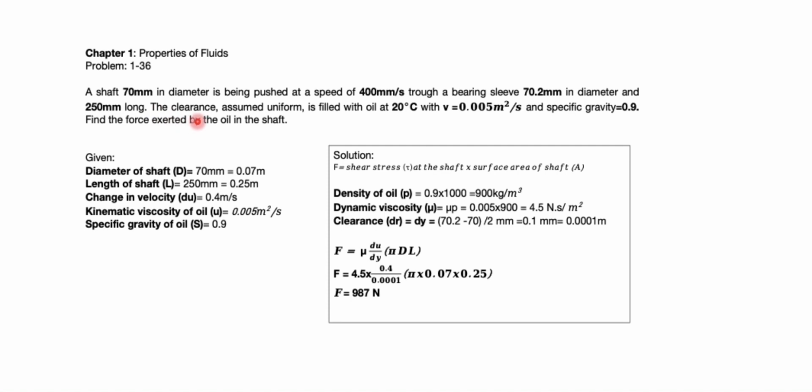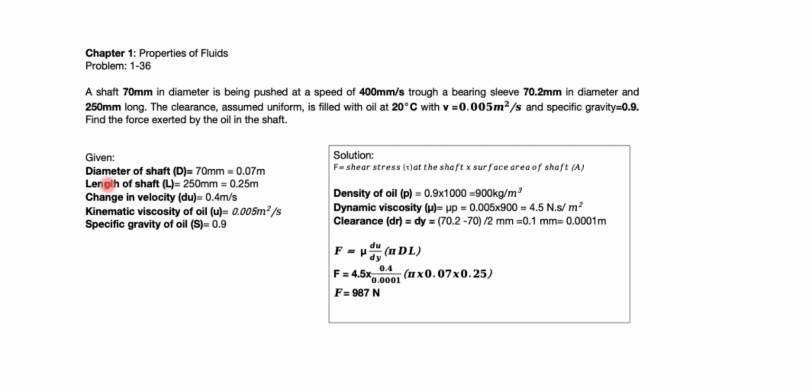The clearance assumed uniform is filled with oil at 20 degrees Celsius with V, or the kinematic viscosity of the oil, 0.005 square meter per second, and specific gravity of 0.9. Find the force exerted by the oil in the shaft. So first, we're going to determine our given.